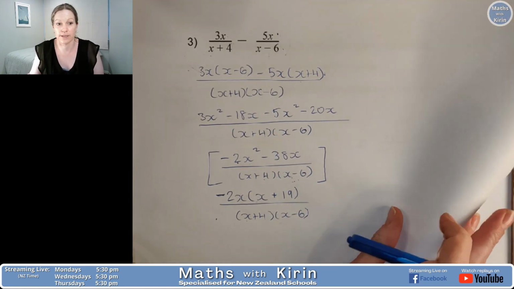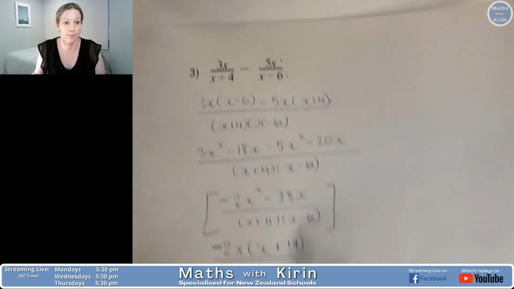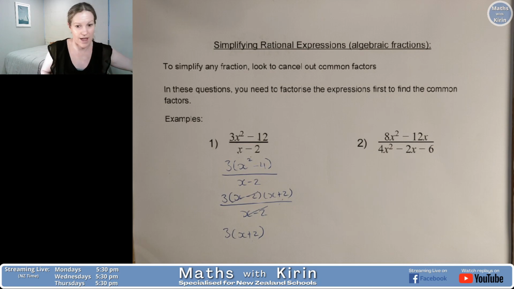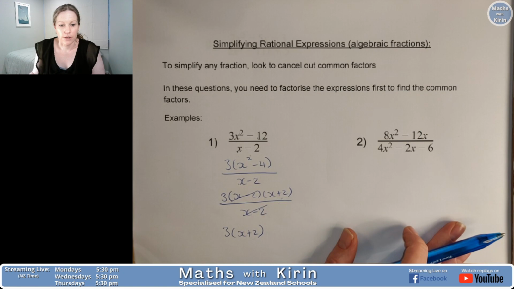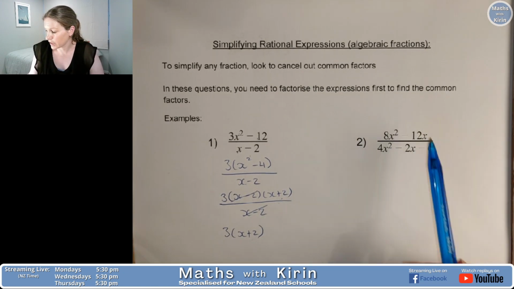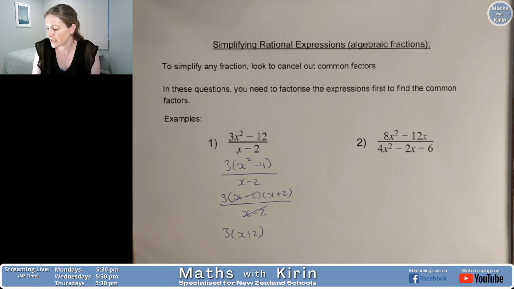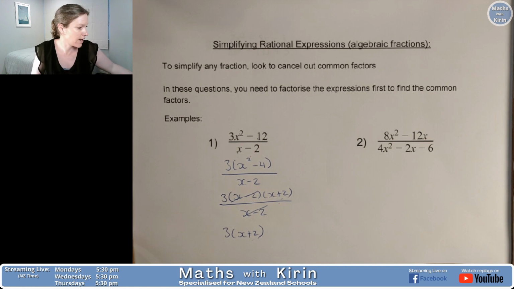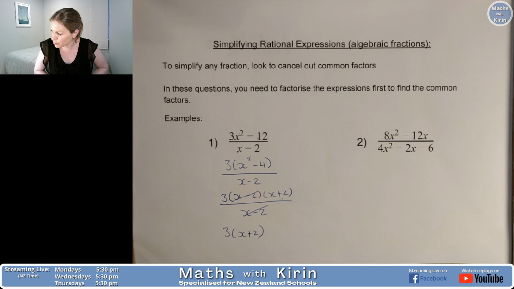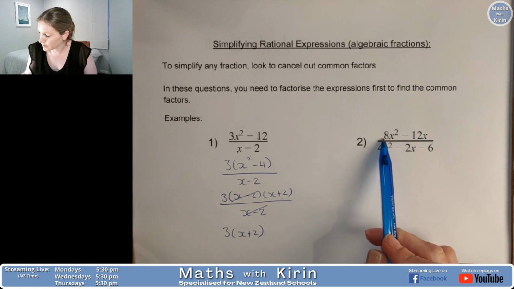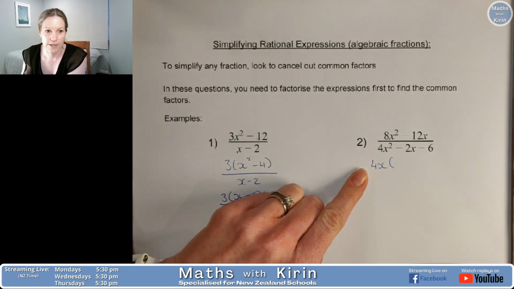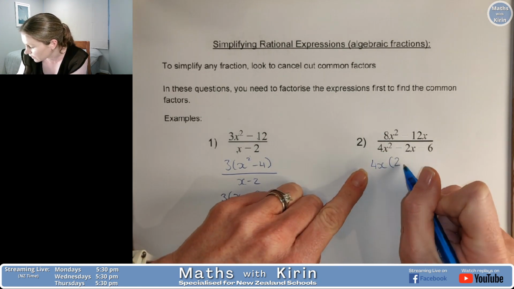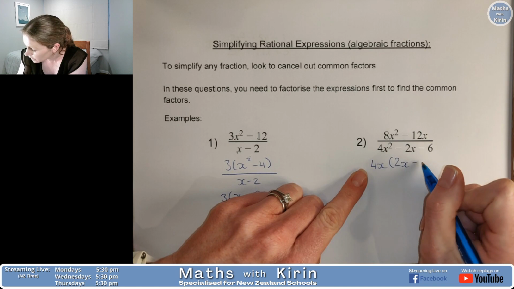As we go through the next couple of examples, you might get a better feeling for how and why that works. Our second question here looks a little bit nasty. We're just going to take it one step at a time. We're going to start by looking for that common factor. On the numerator, we've got a common factor of 4x. That comes out in front, and then inside we have 2x minus 3.